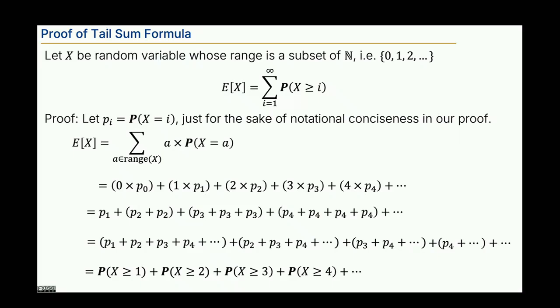Why is this thing the probability that X is greater than or equal to 1? I'm claiming this thing right here is the same as this. Why? Give me an argument. Yeah?